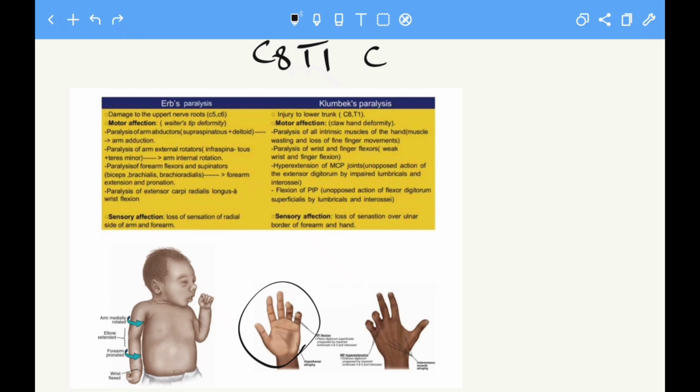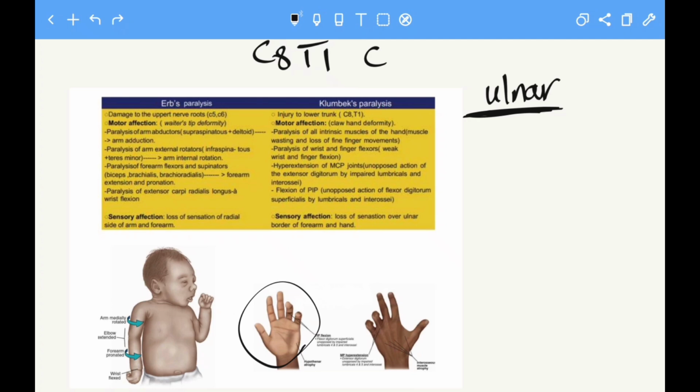Okay, there is paralysis of all intrinsic muscles of the hand. Why? Due to affection of the ulnar nerve, which is the main nerve supply of all the muscles of the hand. Okay, and there will be wasting because the main nerve supplying it is paralyzed, the ulnar nerve, which comes from the medial cord. The medial cord comes from the anterior division of the lower trunk.